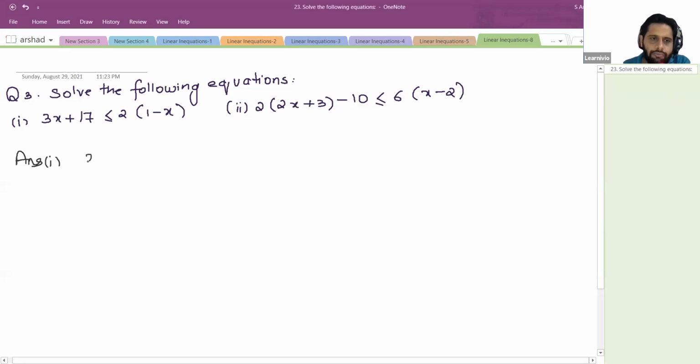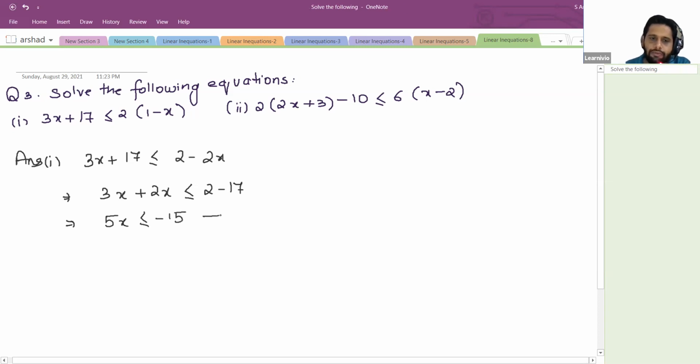So what we will do, we will take 3x plus 17 and open this bracket, less than or equal to 2 minus 2x. Shift this minus 2x to the left side. So this will give us 3x plus 2x less than or equal to 2, and shift this 17, so 2 minus 17. So this is 5x is less than or equal to minus 15. Let this be first.